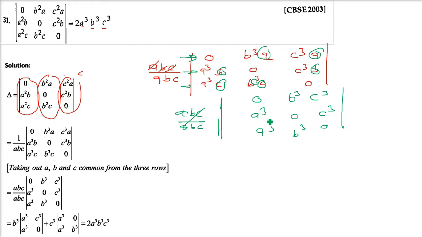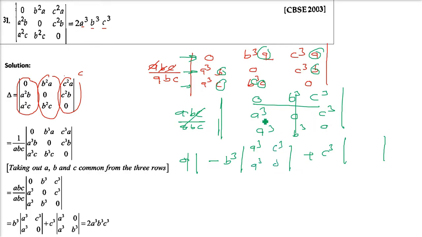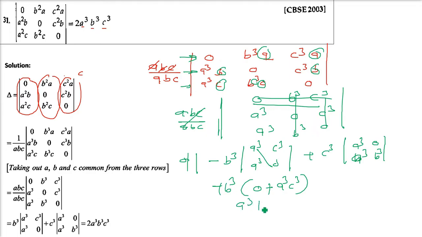So you can just open it up. How do we open? The first row 0 something minus B cube. What do you get? Then plus C cube. What do you get? B cube if you take, it will be A cube and C cube 0. When we take C cube, the intersection of this row and column it has to be avoided. So you get A cube and then C A cube and C cube 0 B cube. Okay. So this is A cube into 0 is 0 minus A cube C cube. What is outside? Minus B cube. So minus become plus. It will be A cube, B cube, C cube.